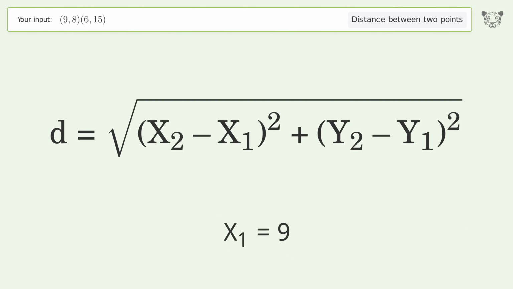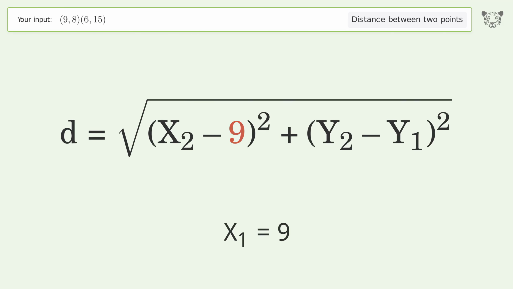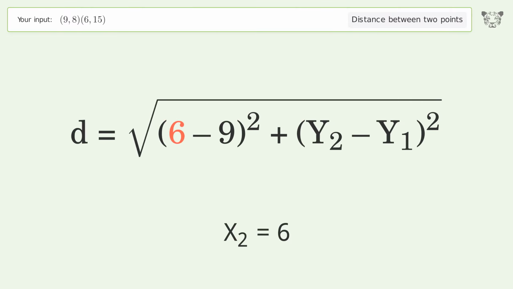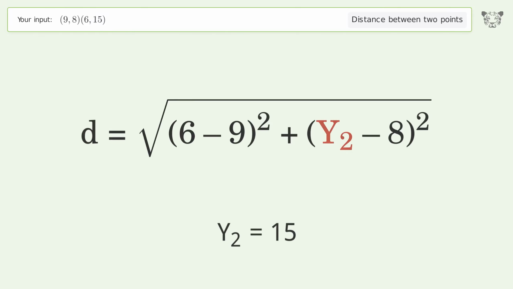x1 equals 9. x2 equals 6. y1 equals 8. y2 equals 15.